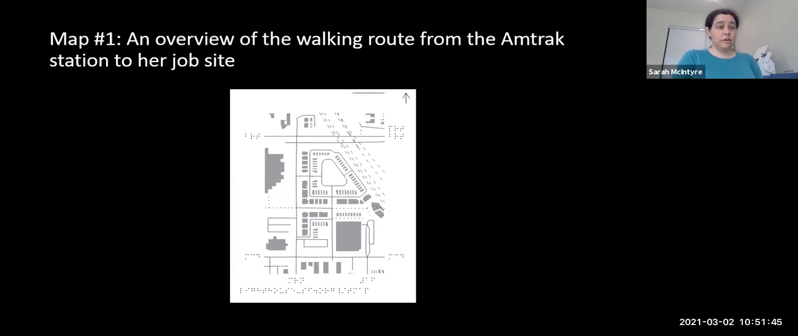I will say that for someone who is very experienced and tactilely very literate, it is possible to make sense of this with guidance. She actually succeeded. There again, I have this past year learned a lot. But this was an overview map. It showed the Amtrak station where she would be arriving, the paths that she would be taking to get to the job, and the job site itself. So it included everything, but even at the time I knew this was cluttered. So then I broke it down into some smaller maps.